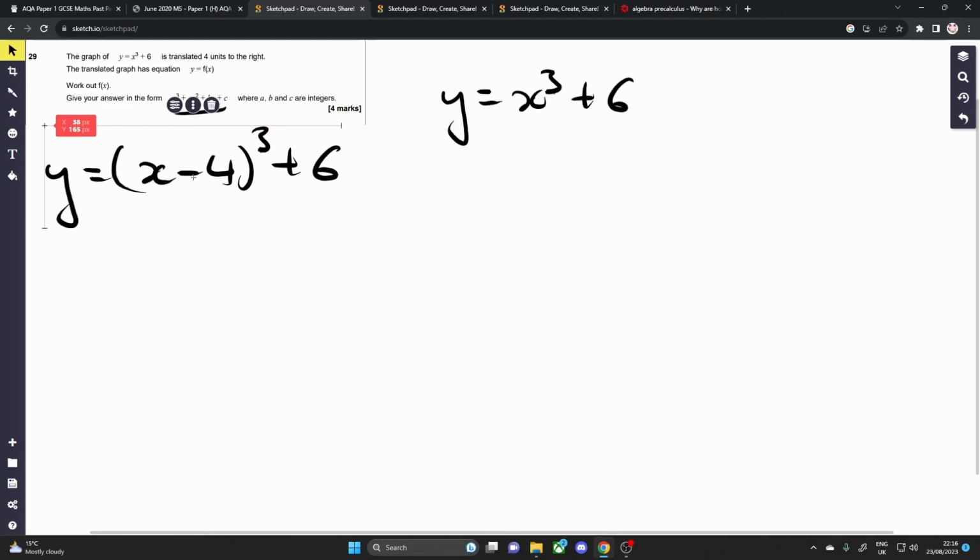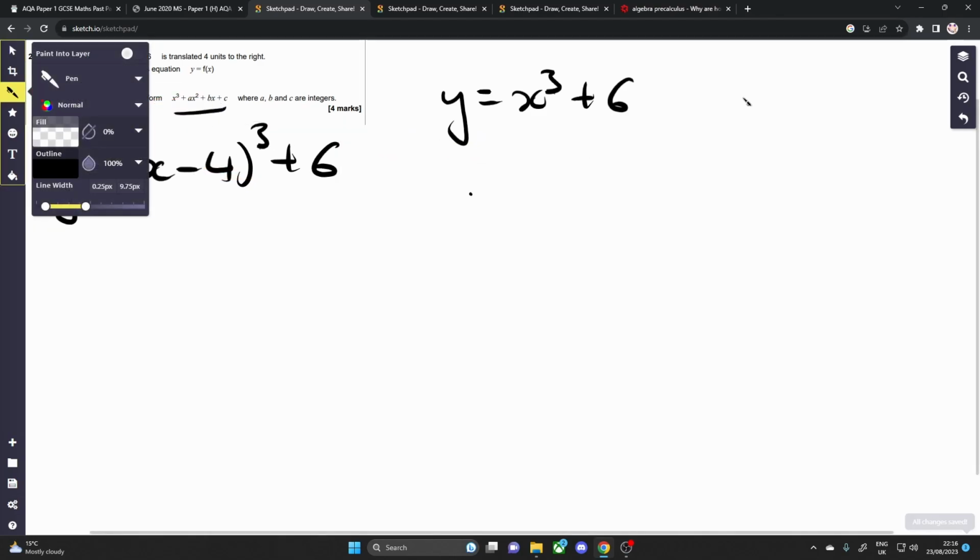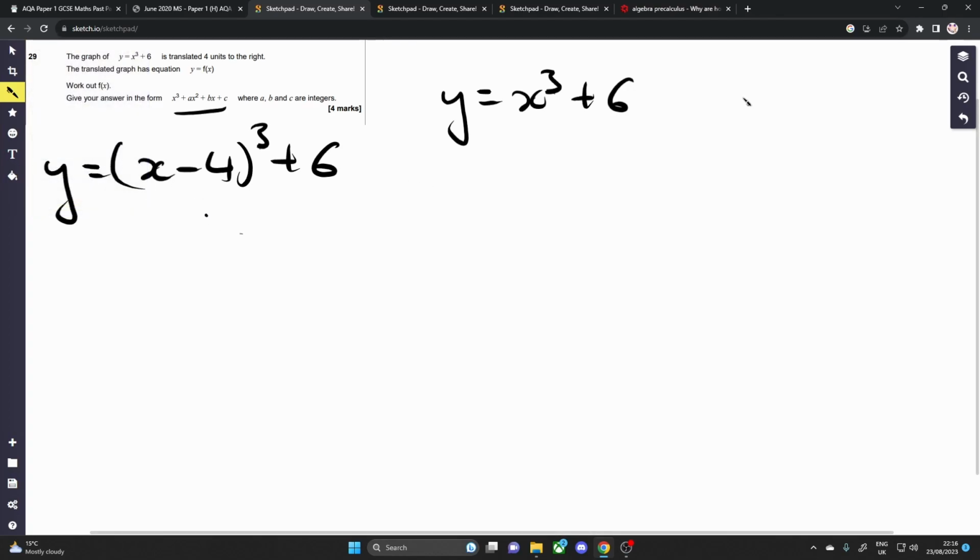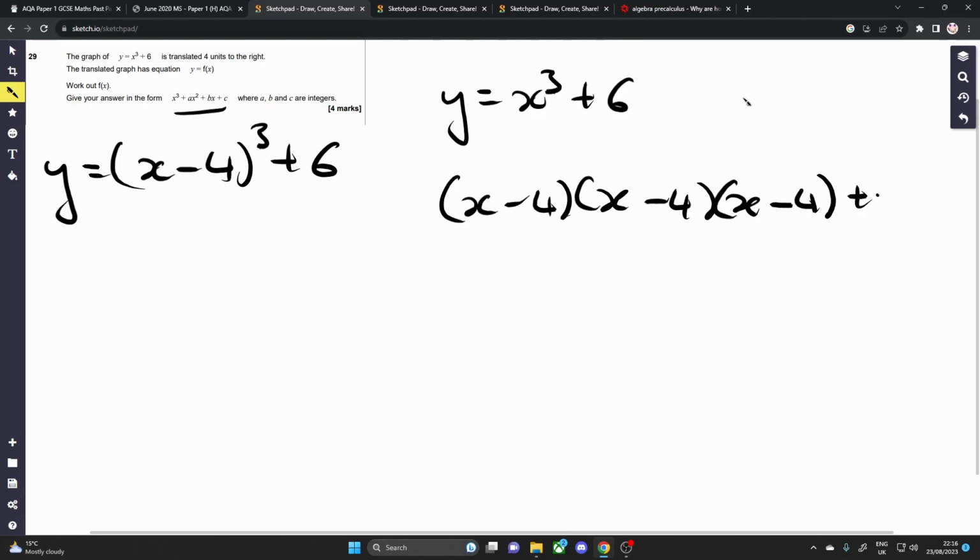So I'm just going to move this over here. And the way I like to, so we have to expand this cubed. The way I like to do that is just by writing it out 3 times. It just means I can keep track of it more. Plus 6 on the end.